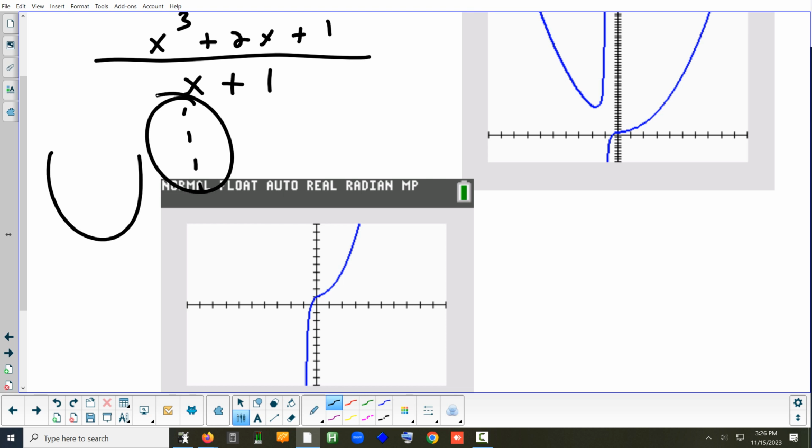Since I can't see it, I know it's going to be up there somewhere because that's where the parabola shape would go. So I knew to set my y max higher. That's how I knew.